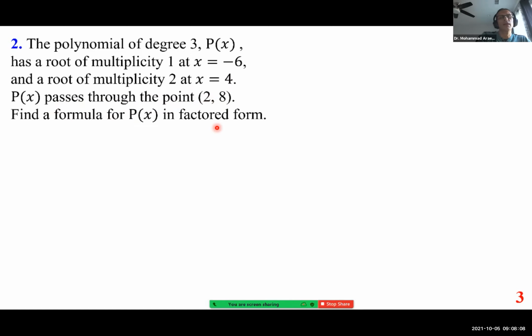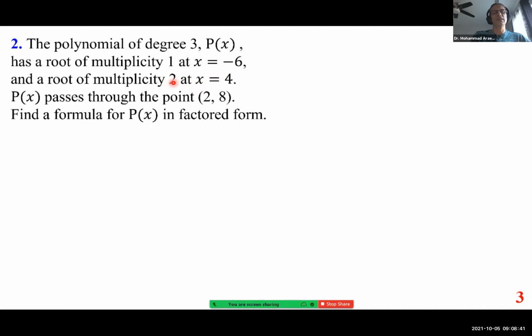Well, it contains the pair, the x equals -6, so that means x plus 6. At x equals 4, that means x minus 4. Going back to the first one, the multiplicity is 1. That means the exponent is 1. The next one, the multiplicity is 2. Therefore, the exponent under parentheses x minus 4 must be 2. So pay attention to this.